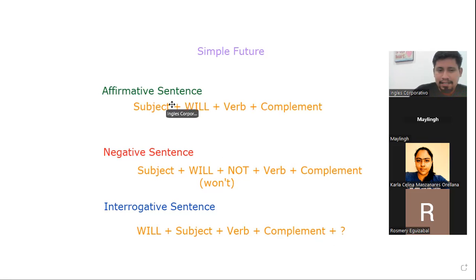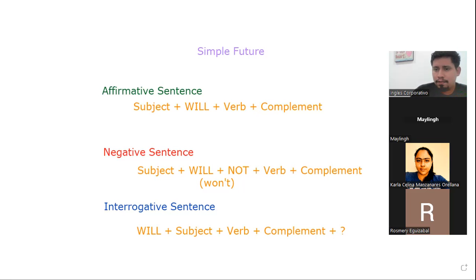Just take a look here, because in the case of simple future, in each form we're going to be using the verb in the base form, okay? Verb in base form, and also the last one too in base form, okay? This is how we construct sentences.